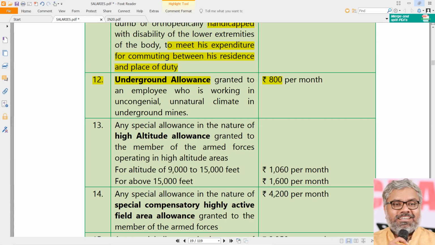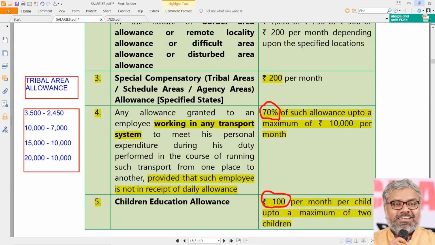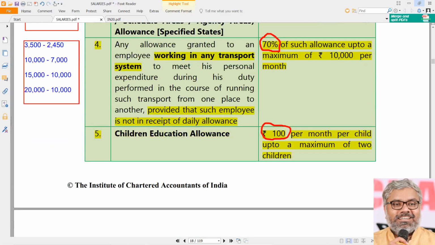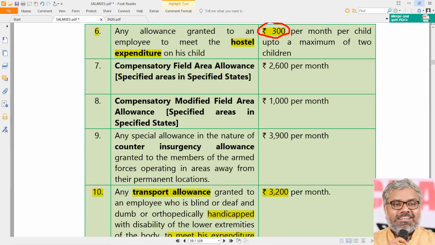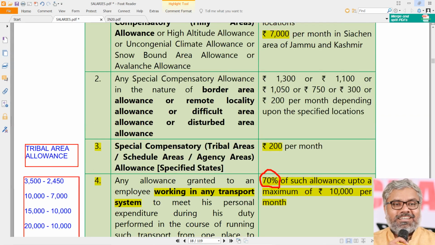Those who are working underground may get underground allowance. If there is a question of underground allowance, the exemption is 800 per month. So you should remember this, though these are side things. The main things are only these: points number 4, 5, 6. Those are the main ones, which are useful in calculations for our examination.